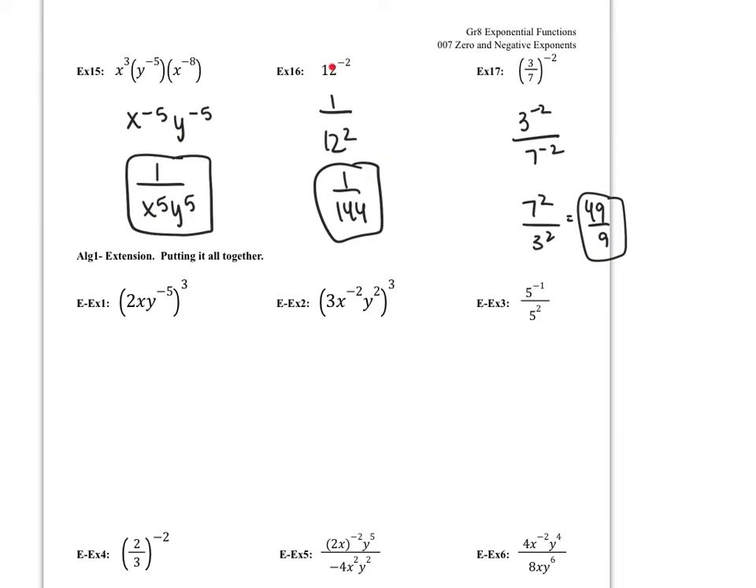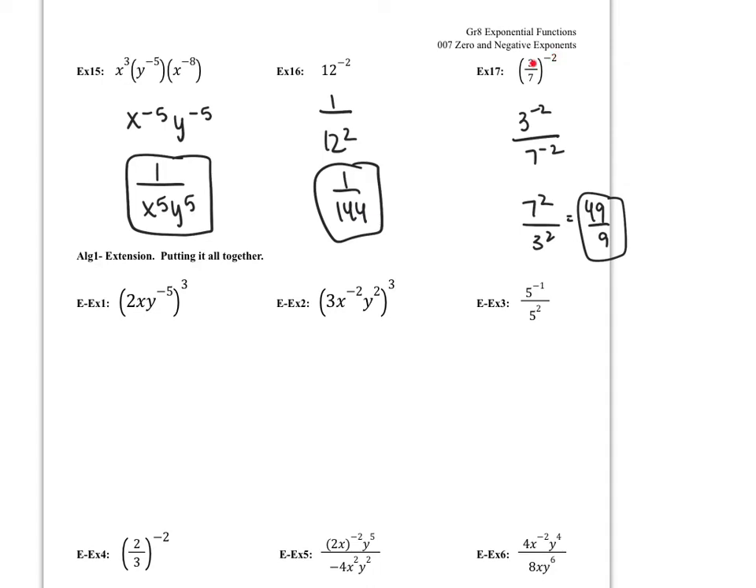On example 16, my base of 12 has a negative exponent, so we're going to bump it down. That becomes 1 over 12 to the 2nd, and 12 to the 2nd means to do 12 times 12, for 1 over 144.